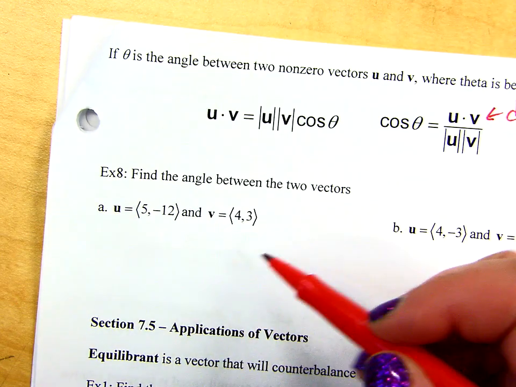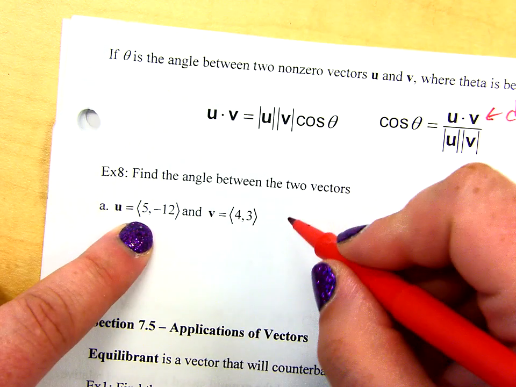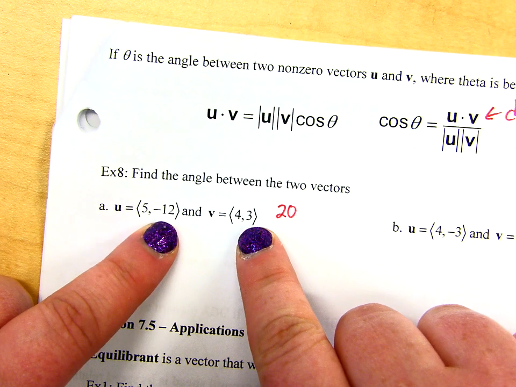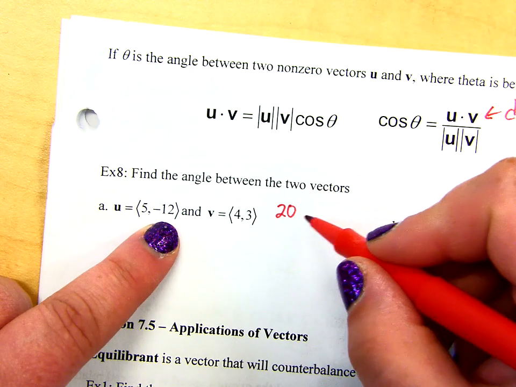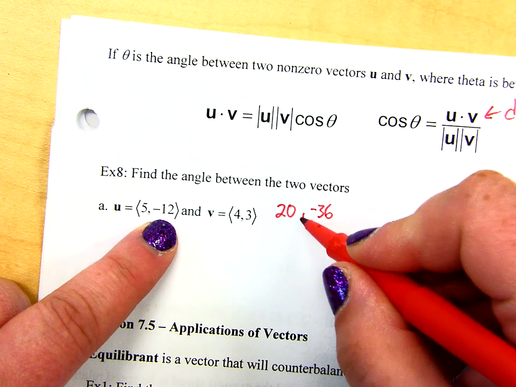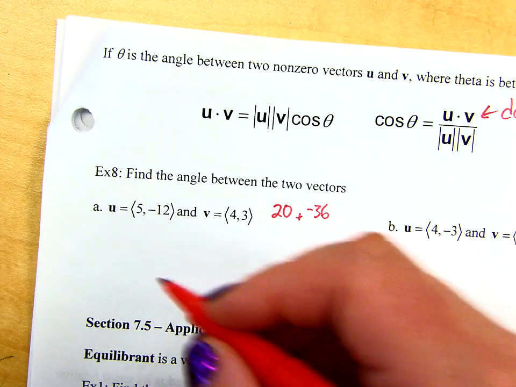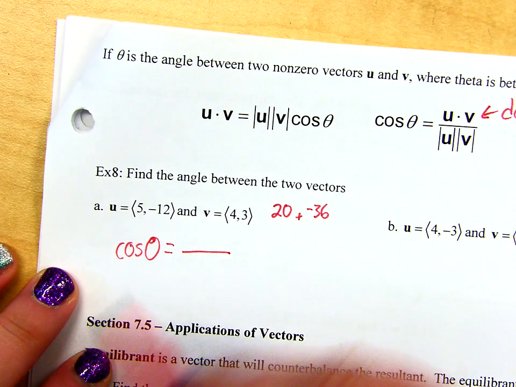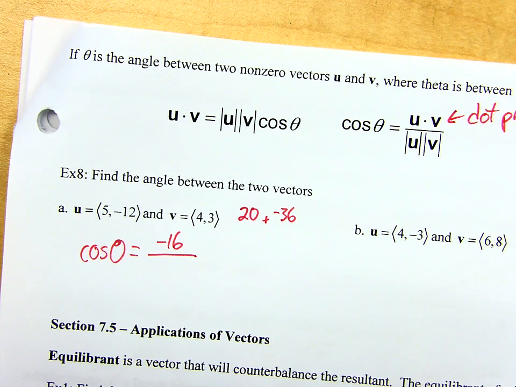Someone tell me how to do that again? 5 times 4. Yes, multiply the a's together, so 5 times 4 is 20. And then plus 12 times negative 3. Right, I multiply the b's together, that's negative 36, and then I'm going to add those two answers. Negative 16. Right, so that's my dot product. So far I have cosine of theta equals negative 16 as my numerator, because that's the dot product.